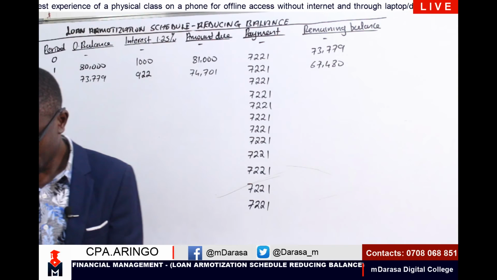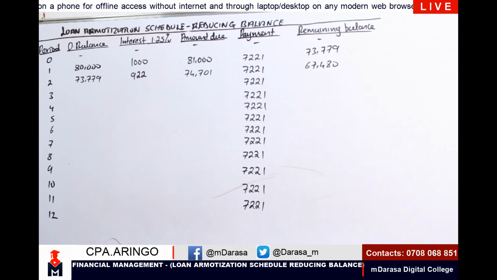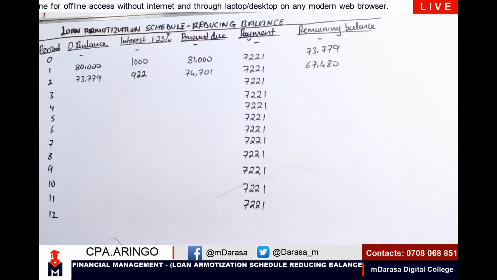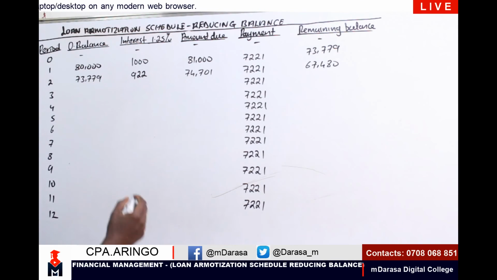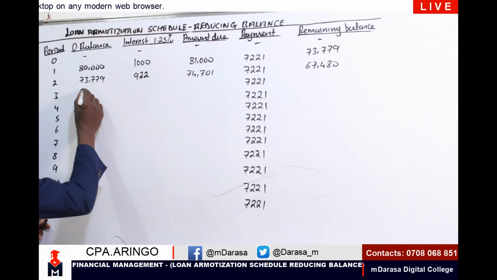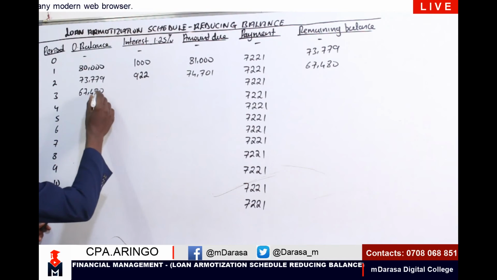Should Mwalimu leave it for us to clear that bit? Take your time, try clear that amount. So that in this case, we should be having the next bit. That should be, of course, opening balance year 3 here, 67,480. Just repeat it like that, 67,480.